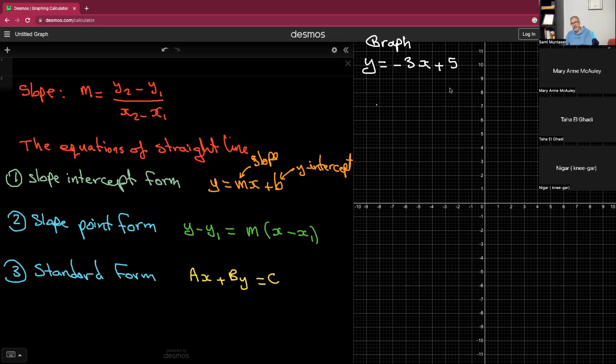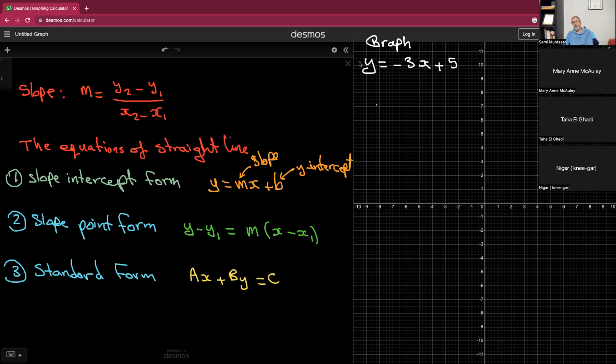Now, if you look at the first equation that we're going to do, it's exactly in this form. So it's y equals mx plus b, where m, the slope, is -3: y equals -3x plus 5. Also, there's another equation called slope point form. That's when I give you a point and I give you the slope. We will talk about this after, and then the standard form. All of these three equations are basically different ways of writing the equation of a straight line. So every straight line that we have, we could write the equation for that line in those three different forms.